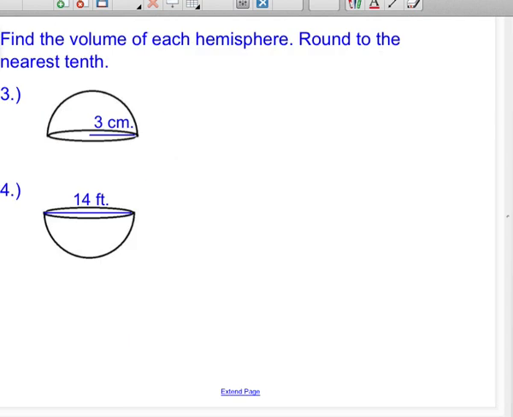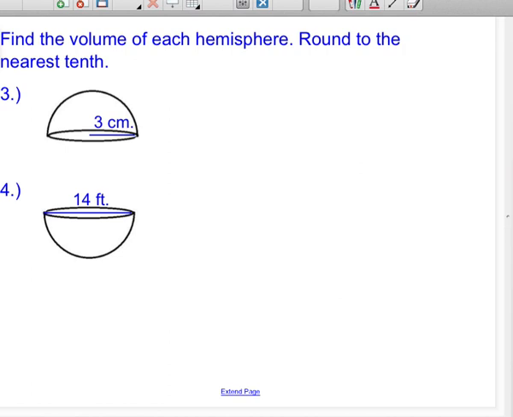Now we switch gears a little bit and we start talking about hemispheres. I told you earlier in the lesson that a hemisphere is half of a sphere. So the formula changes just a little bit, and I'll show you what that formula is in just a second. And also it says to be sure that we round our answers to the nearest tenth.